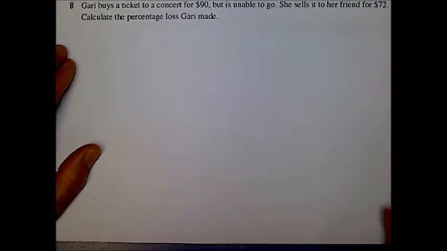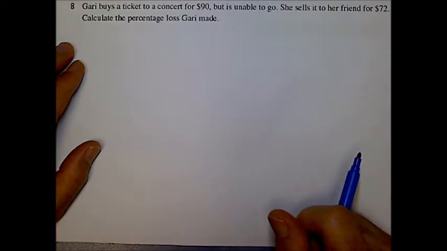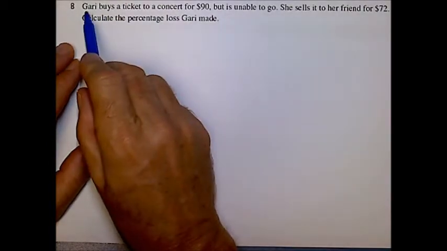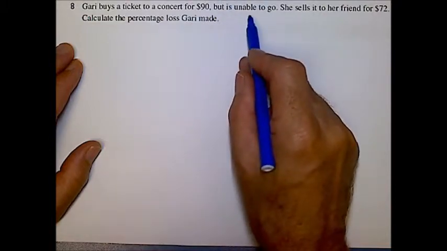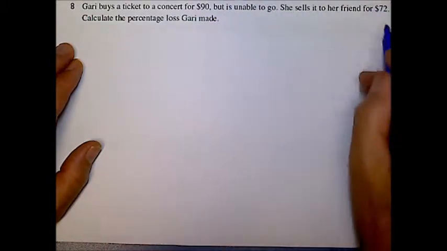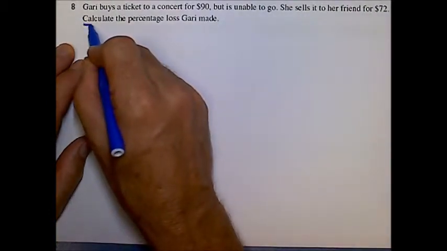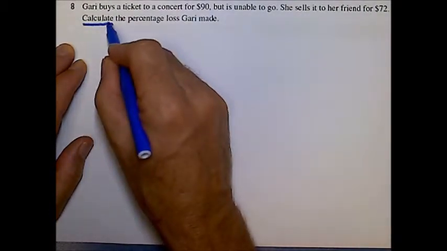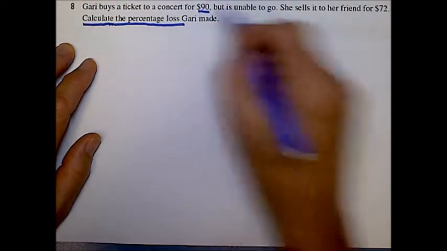The next example is a word problem. So with word problems, what we need to do is find the original value and the final value. So we read the question. Gary buys a ticket to a concert for $90 but is unable to go. She sells it to a friend for $72. Calculate the percentage loss. So here's the instruction to you. You have to calculate what? The percentage loss. So there's the two numbers.